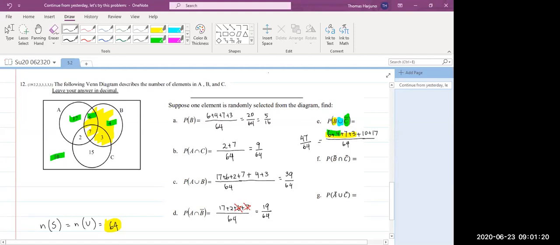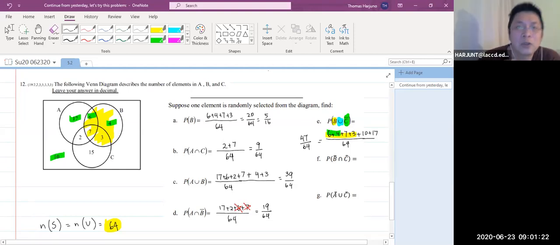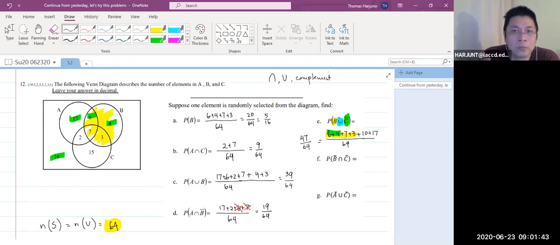So be aware that the difficulty actually happens when we deal with intersection or with the union or with the complement. There's nothing difficult with intersection itself, nothing difficult with the union itself, nothing difficult with the complement itself. It gets difficult when they start to interact.